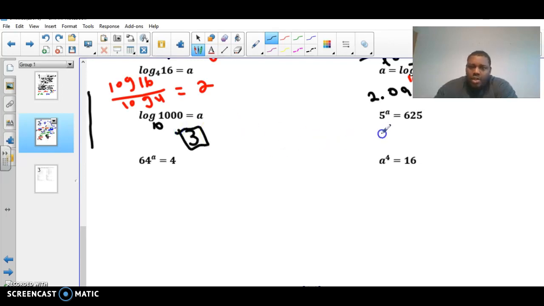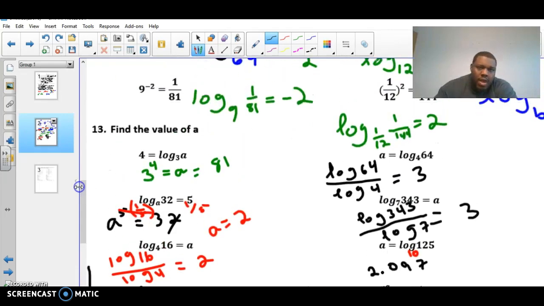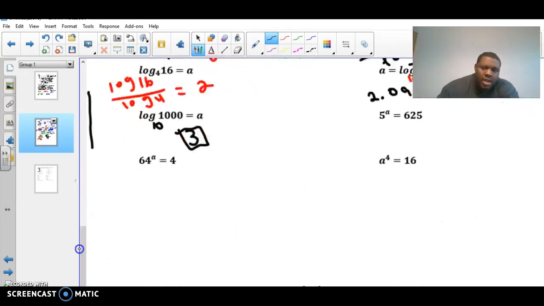Right here, this one, 5 to the A equals 625. I still have to solve this for A. Now, check this out. I have my base, I have my argument, but I don't have my exponent. Remember up here where we had to find the exponent? Anytime you have to find the exponent, we just divided the argument and the base. Well, this is the same exact thing, just written in exponential form.